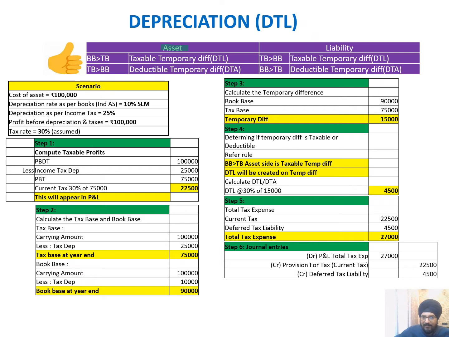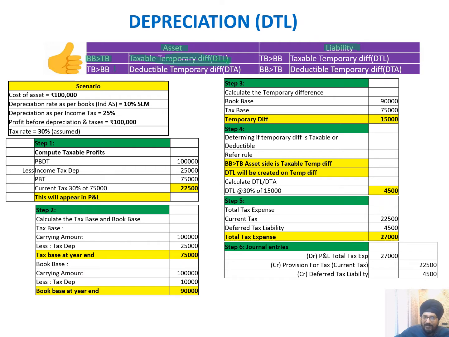We have classified into assets and liabilities, and we are giving a quick cheat sheet so that one can clearly understand when the DTA is going to be created and when the DTL is going to be created. If we are talking about a particular element on the asset side wherein book base is more than the tax base, it is a taxable temporary difference. On a taxable temporary difference, we have to create DTL.